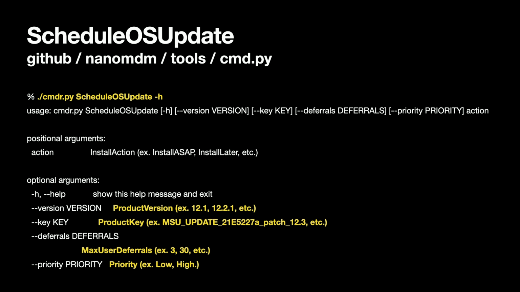And the product key is a little bit more ambiguous. It's kind of based on the build number, but you can see it has some other stuff in here too, the MSU update, the patch, all that stuff. And so that can be a little bit hard to determine, and we'll talk about that in a little bit as well. And then it has the deferrals and priority as well that you can add into the command as optional parameters. The priority, I've played around with it. I actually have no idea what it does, because I send it with low and it does the thing, and I send it in high with high and it does the thing.